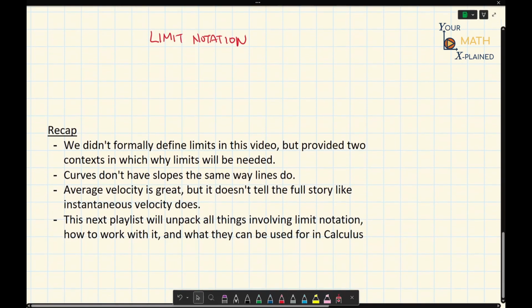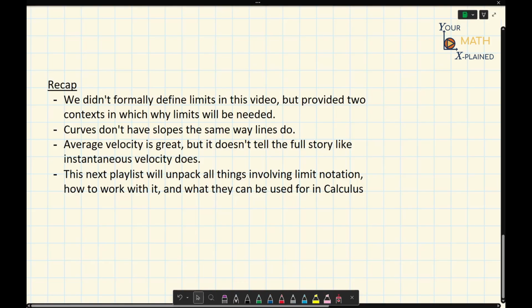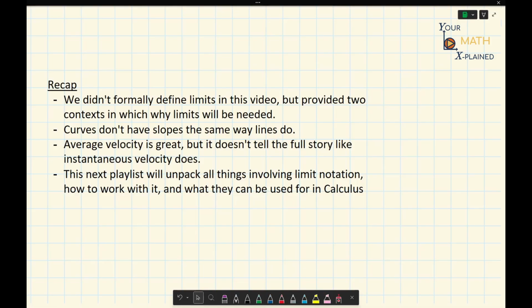And now let's do a quick recap of what we covered in this video. So we didn't formally define limits, and that was intentional. Instead, we focused on 2 contexts where limits will be needed. We saw how curves don't have slopes the same way that linear lines do. And while average velocity is great, it doesn't tell us the full story.